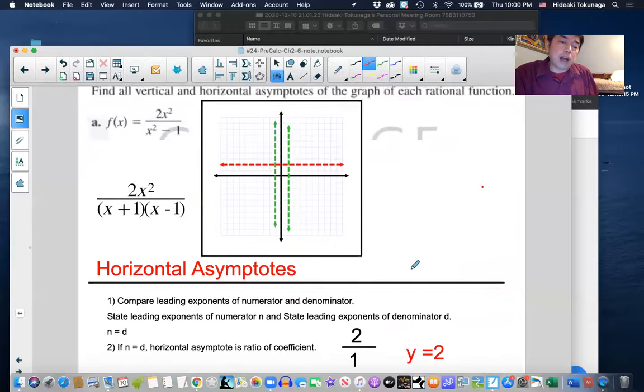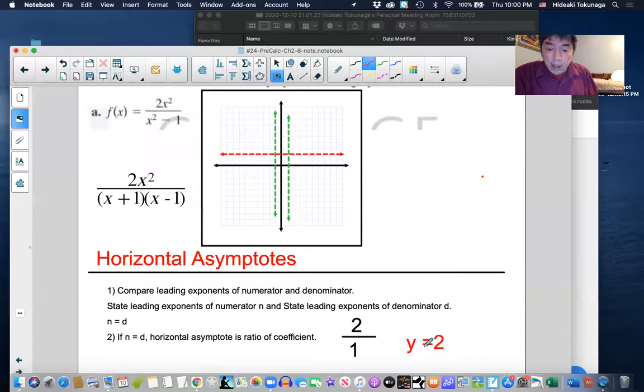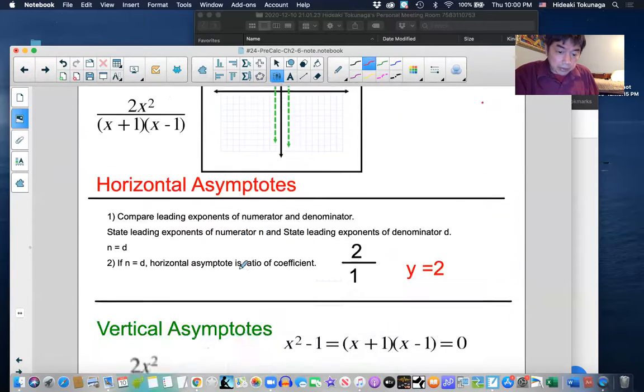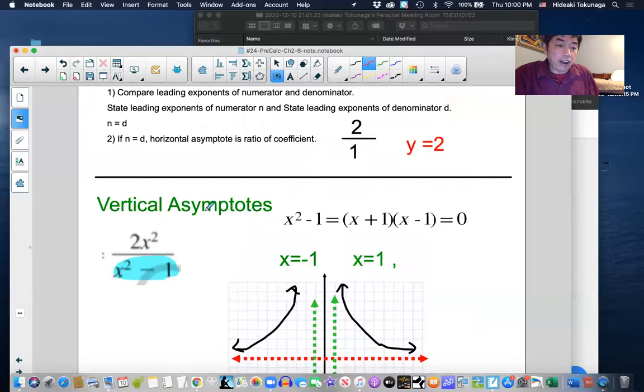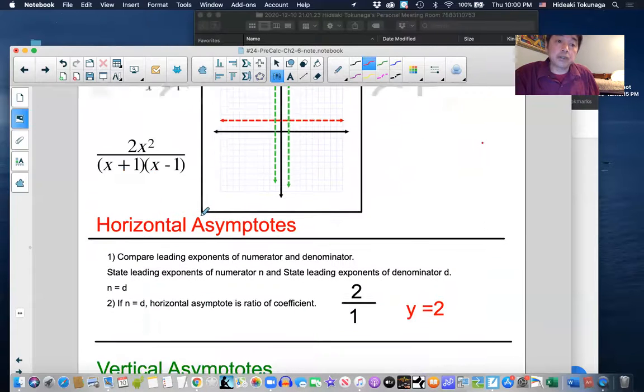So at this point, I would like you to answer y equal 2 for horizontal asymptotes and x equal negative 1 and positive 1, okay? That's the vertical asymptotes. Let's go to next question.